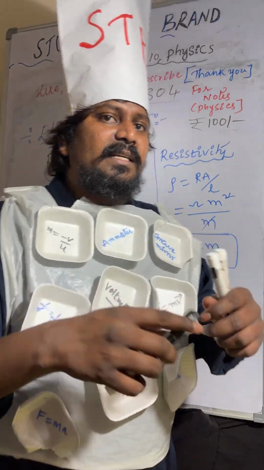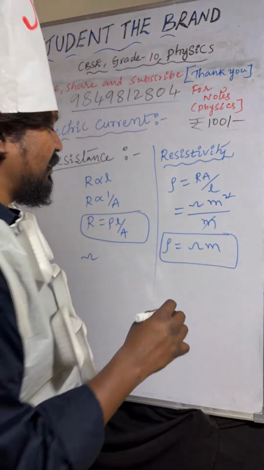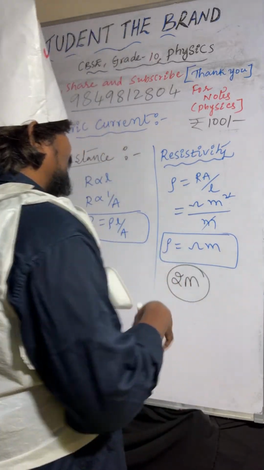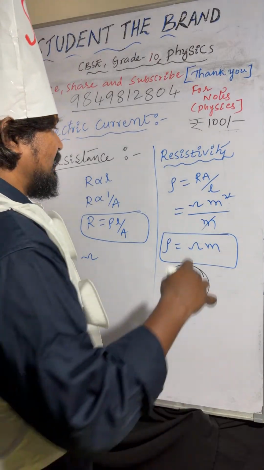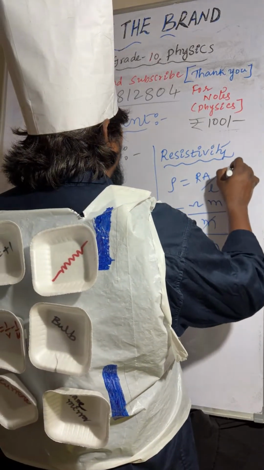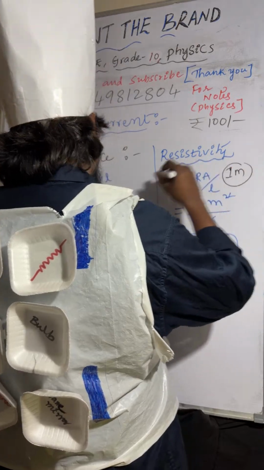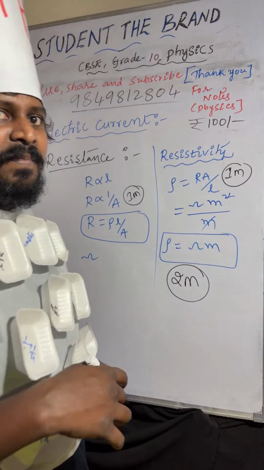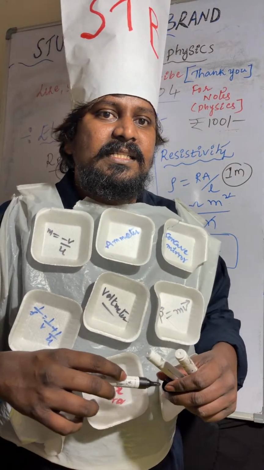Very important. This is for 2 marks. This is for 1 mark. And this is for 1 mark. The definition also will get 1 mark. Resistance, resistivity.